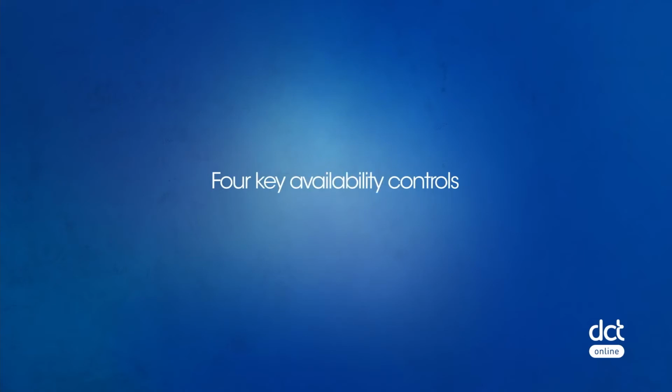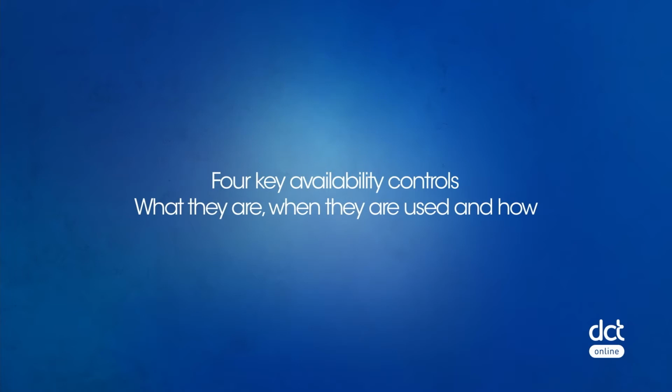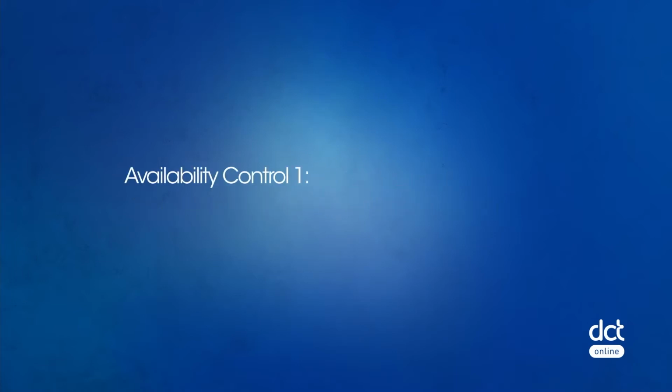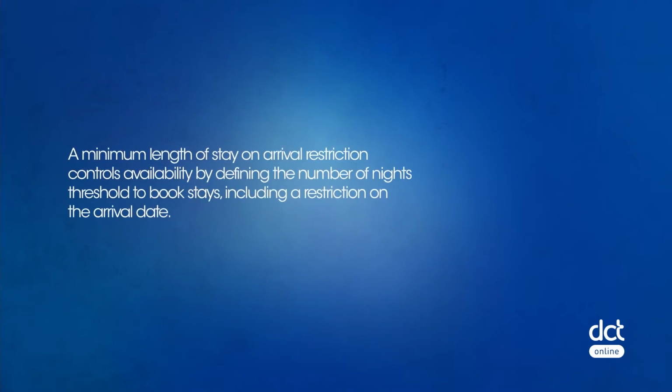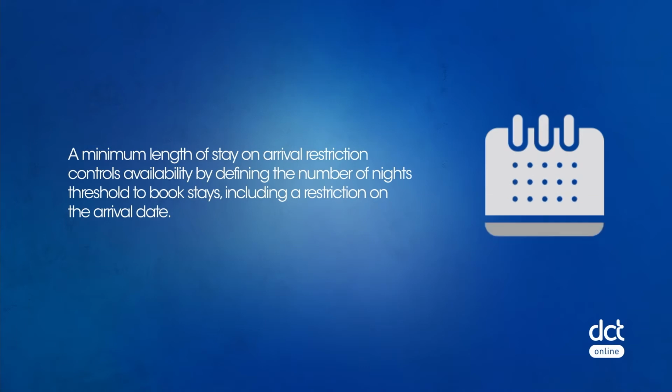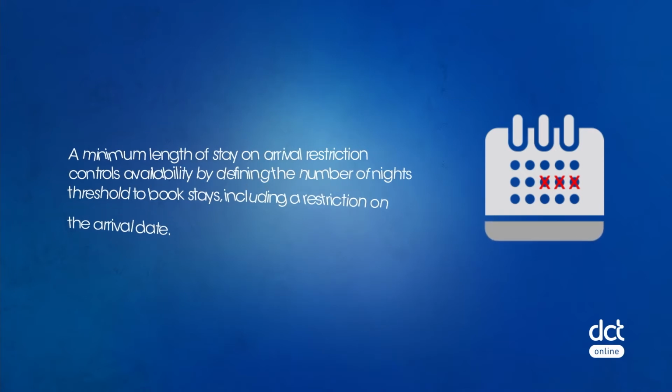Let's look at 4 key availability controls one by one, including what they are, when they are used, and how. Availability Control 1. Minimum length of stay. A minimum length of stay on arrival restriction controls availability by defining the number of nights threshold to book stays, including a restriction on the arrival date.